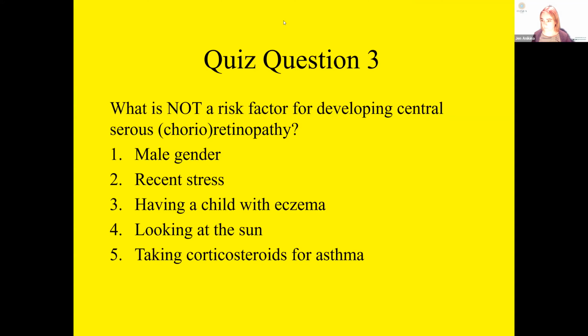So let's bring up question 3. Child with eczema is winning. Looking at the sun is coming in second. Everyone knows about the other ones, it seems. There's not many getting put off by those.